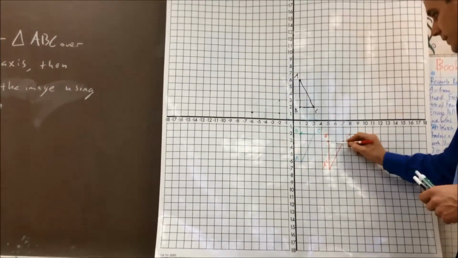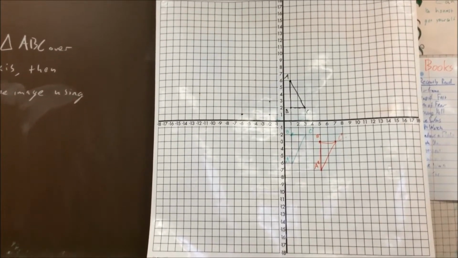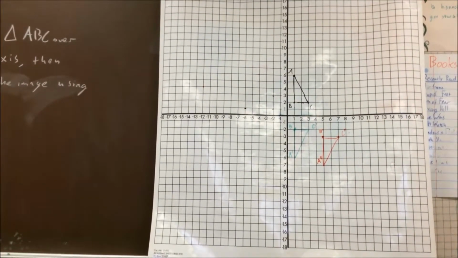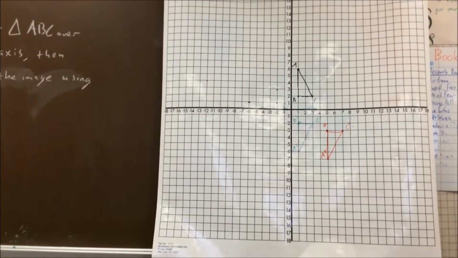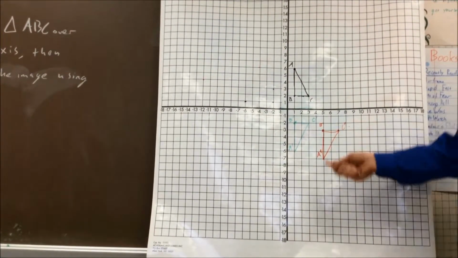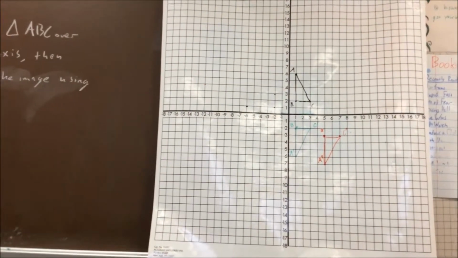Here's the big question. Is A double prime, B double prime, C double prime congruent to our pre-image? Yay or nay? Everybody, 1, 2, 3. Yay. Yes, it's the exact same. This is a congruence transformation or a rigid transformation. They are the same.